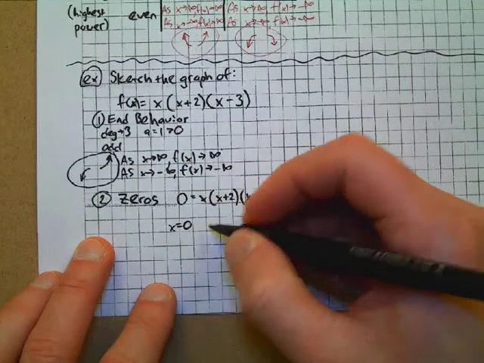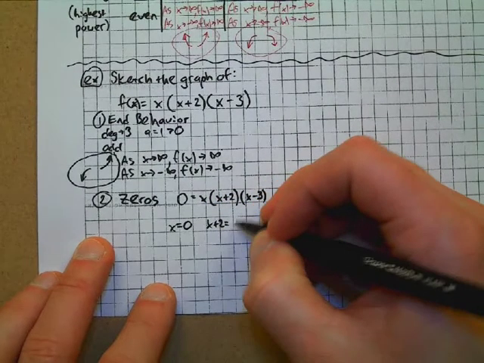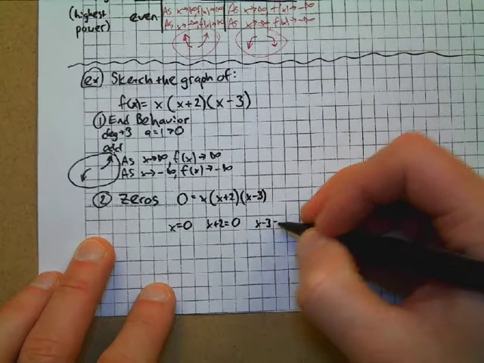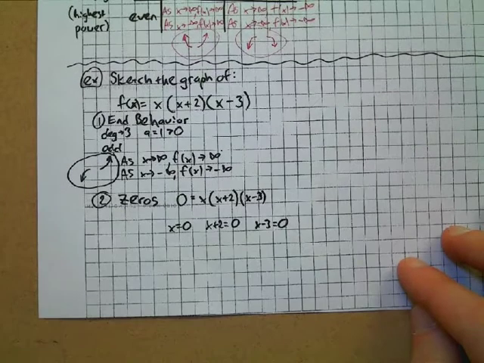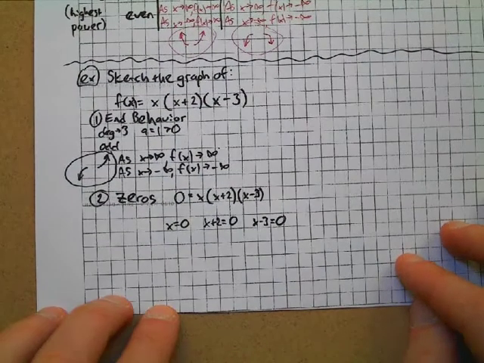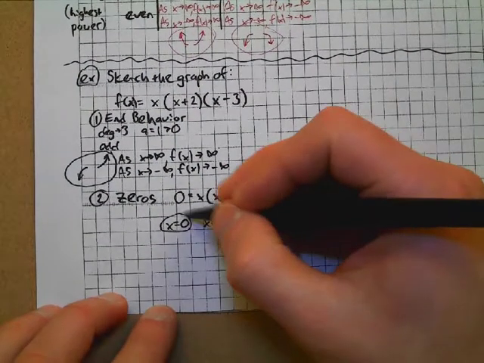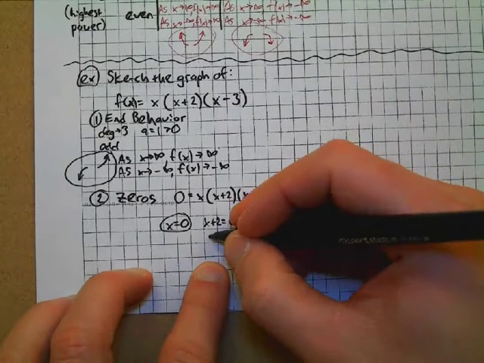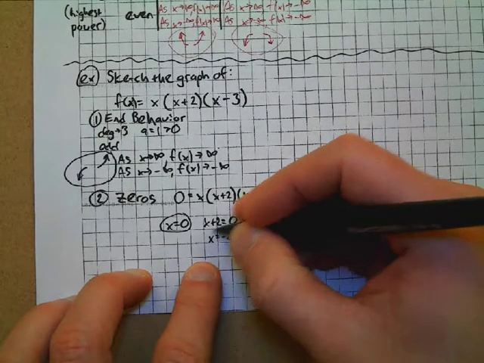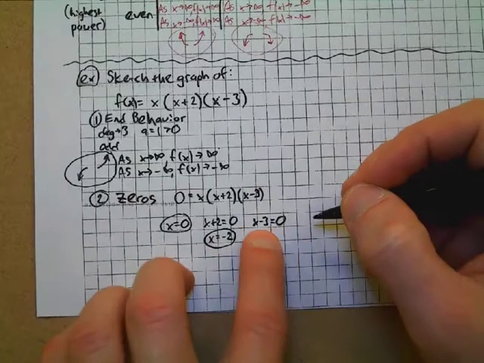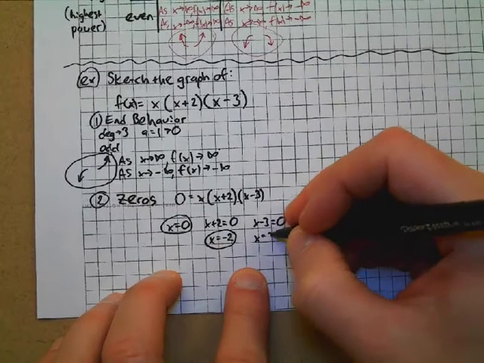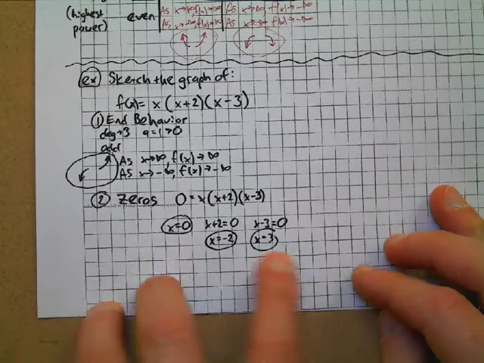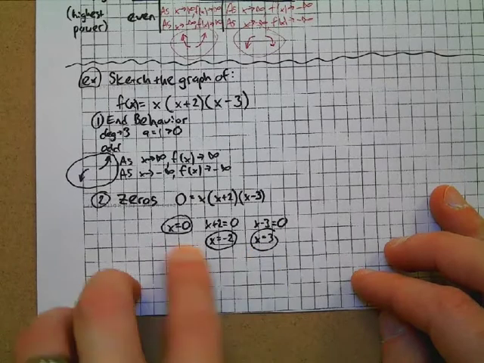We could say x plus 2 equals 0. Or we could say x minus 3 equals 0. Okay. X equals 0, we're done. So there's one of our zeros. And then to finish solving here, we'll just subtract 2 from both sides. So we get x equals negative 2. And then here we'll add 3 to both sides to get x equals 3. And those are our zeros right there. So now we know where our graph crosses the x-axis.